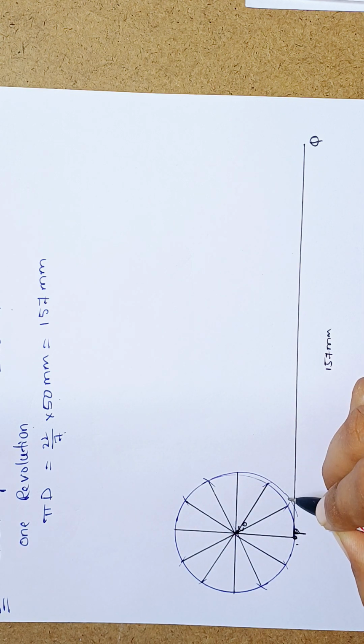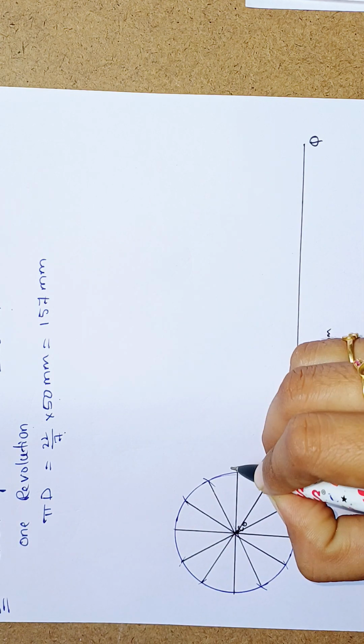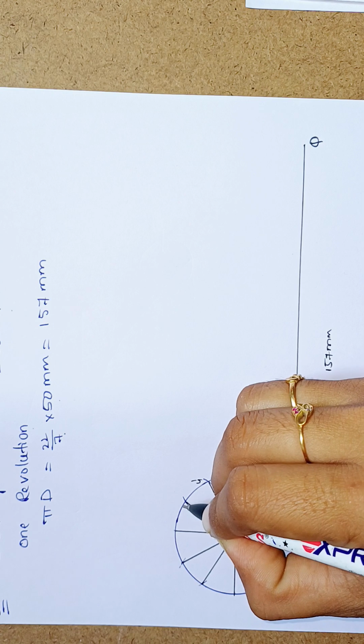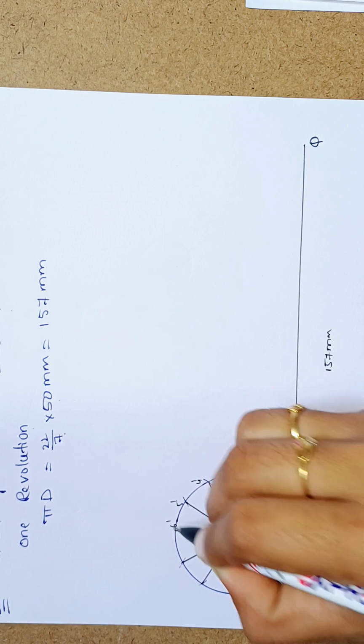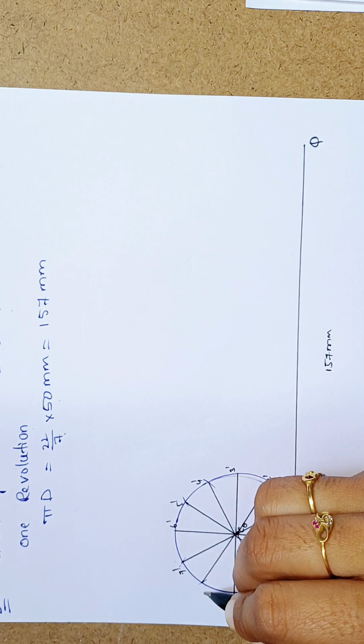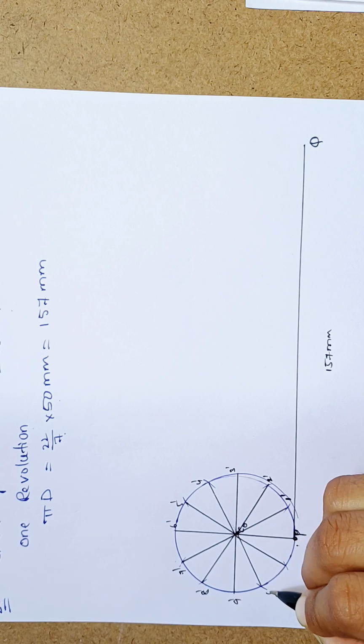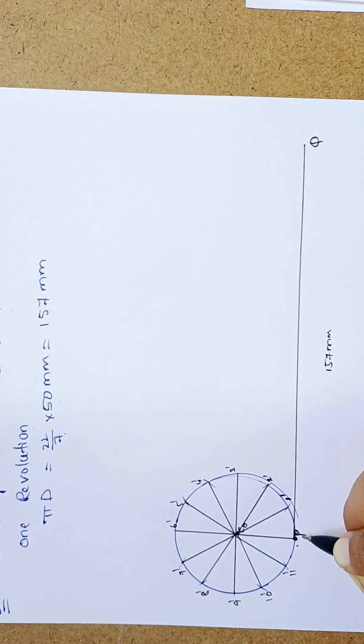You have to give the names: 1 prime, 2 prime, 3 prime, 4 prime, 5 prime, 6 prime, 7 prime, 8 prime, 9 prime, 10 prime, 11 prime, and the P point and 12 prime point are both the same.